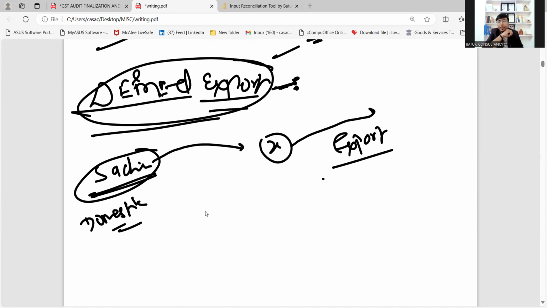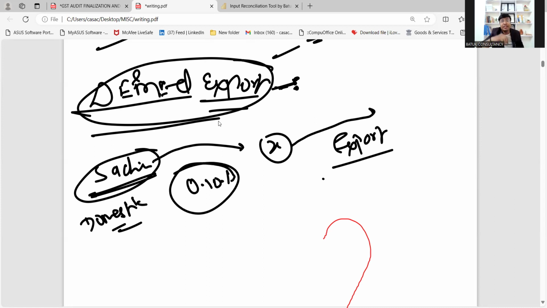X. X यहाँ पर सचिन को क्या बोलेगा कि सचिन, I am going to make this particular product export, so you should not charge the normal rate of GST, you just need to charge the rate of GST at 0.10%, and this should be classified as deemed export. Is that okay? This is the provision which is there in GST. There is no problem with that.